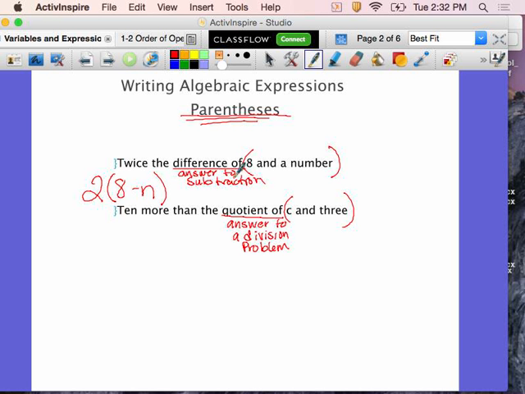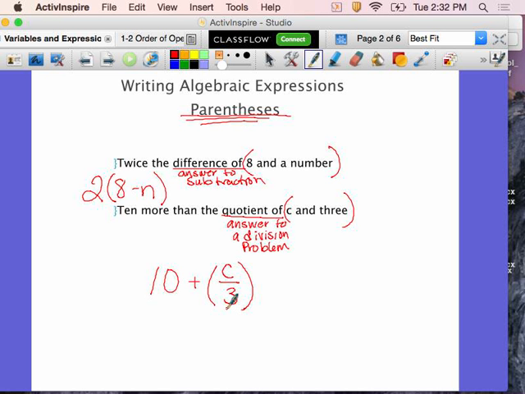Next one, 10 more than the quotient of c and 3. Again, I'm taking 10 plus an answer. So I need to have parentheses around this, so I make sure and do this first, because I can't add 10 to nothing. I have to have some sort of answer. So it'll be 10 plus, and then we always write division with our fraction bar if we can help it. c divided by 3. Put it in parentheses, that way you ensure it's done first.